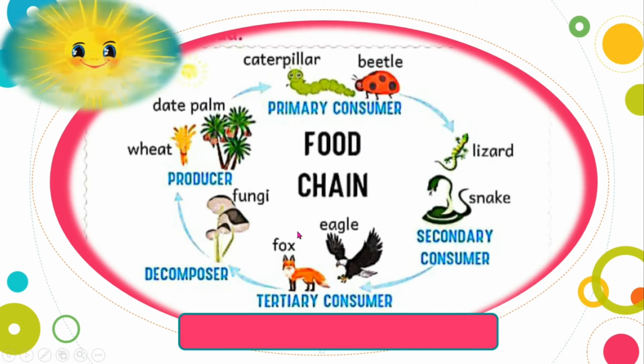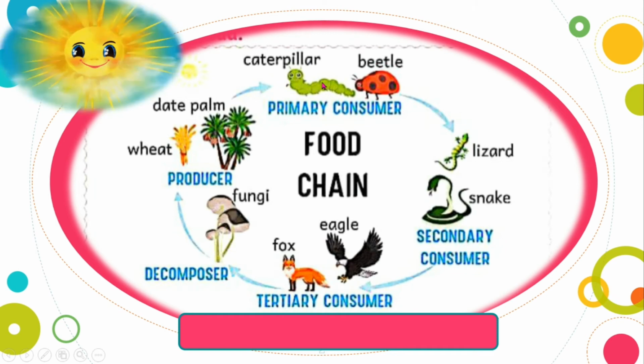So let's summarize again the food chain. This is the food chain, and it shows how plants and animals get their energy. At the start of the chain, we can see the plants, and the plants get their energy from the sun to grow, and they are called producers.